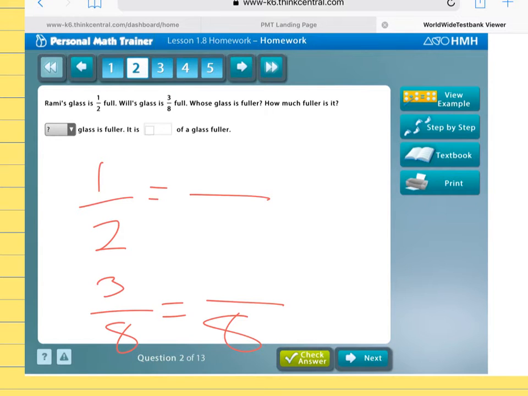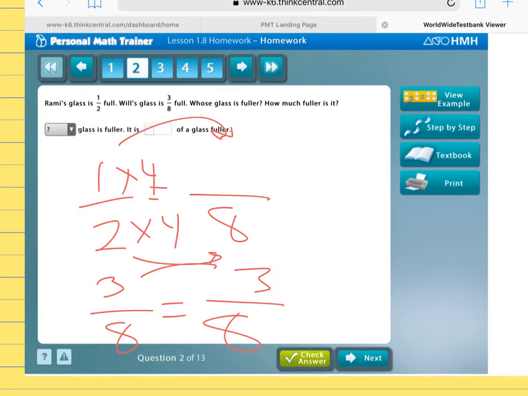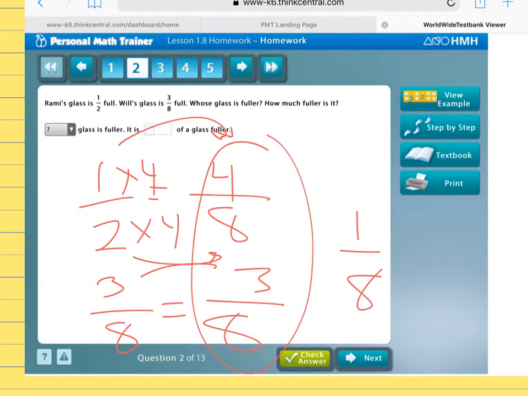So lining them up in order to convert them to equivalent fractions, I end up with 1/2 and 3/8. If you count by twos, 2, 4, 6, 8, you know that 8 is going to be a multiple of 2, so I'm going to go ahead and use 8. So this fraction doesn't change, it remains 3/8. And this is times 4, times 4. What you do to the bottom, you do to the top. You end up with 4/8. So now I compare these two. 4/8 minus 3/8 is 1/8. And that is how much fuller Rami's glass is than Will's.